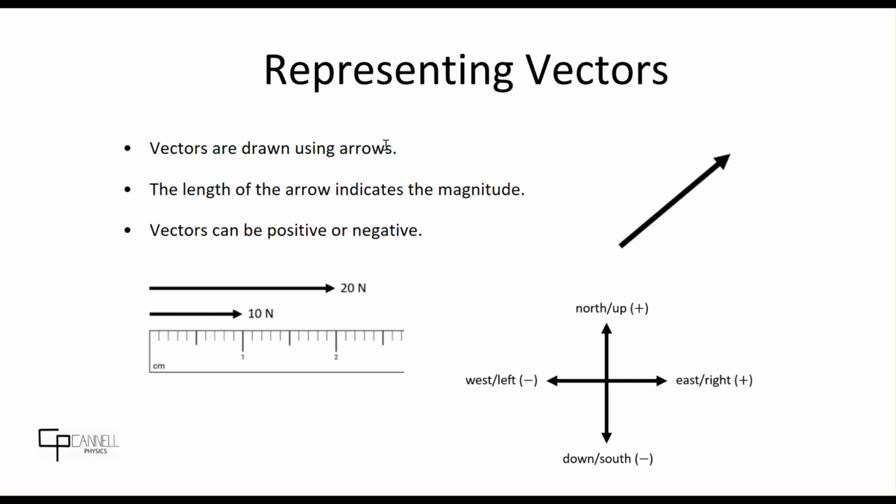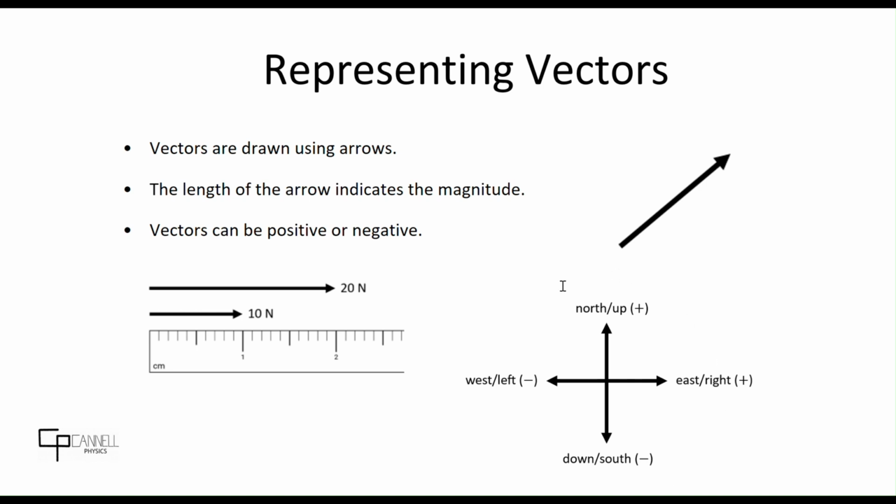Vectors are drawn using arrows, where the length of the arrow indicates the magnitude. So down here I'm showing you a 20 Newton vector to the right and a 10 Newton vector to the right. So if the 10 Newton vector is 1 centimeter long, then the 20 Newton vector must be 2 centimeters long. Also, the magnitude of a vector can be positive or negative.